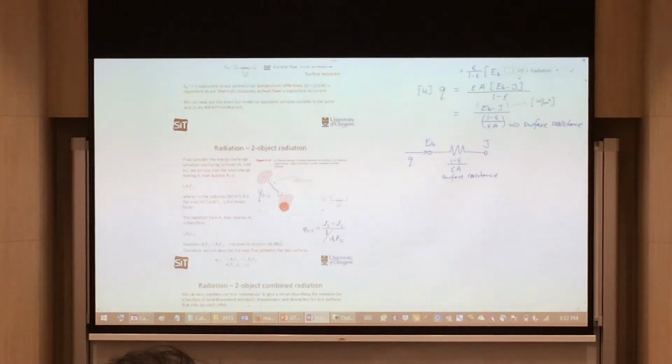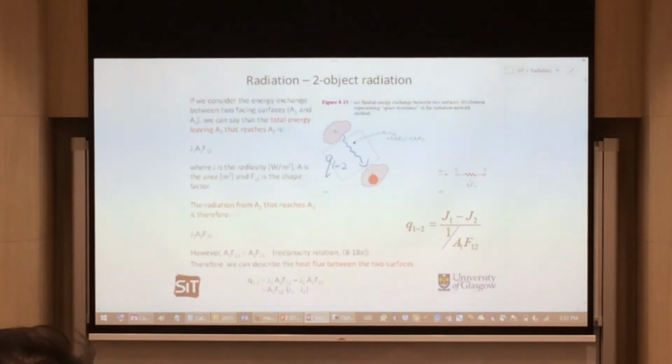The object 2 would also, due to its surface temperature, be able to radiate heat. If object 1 is at a higher temperature, then the net radiative heat is coming from A1 to A2. But A2 itself, if there is a surface temperature, is also able to radiate heat. That radiated heat is given by J2A2F21. F21 here, this 21 refers to the heat that moves from object 2 to 1. There's a shape factor from 2 to 1.